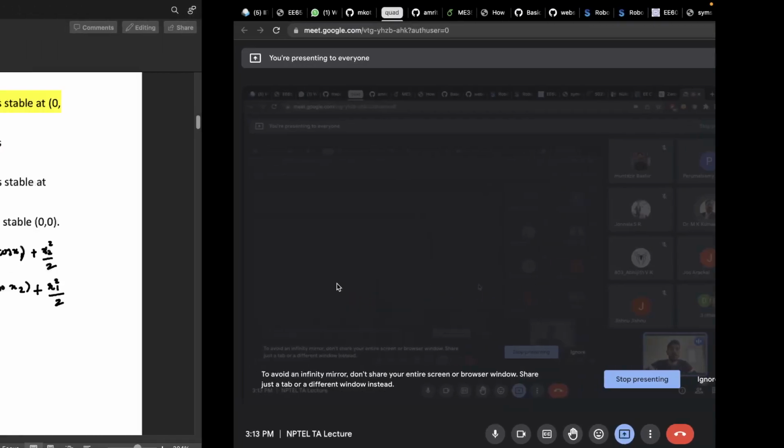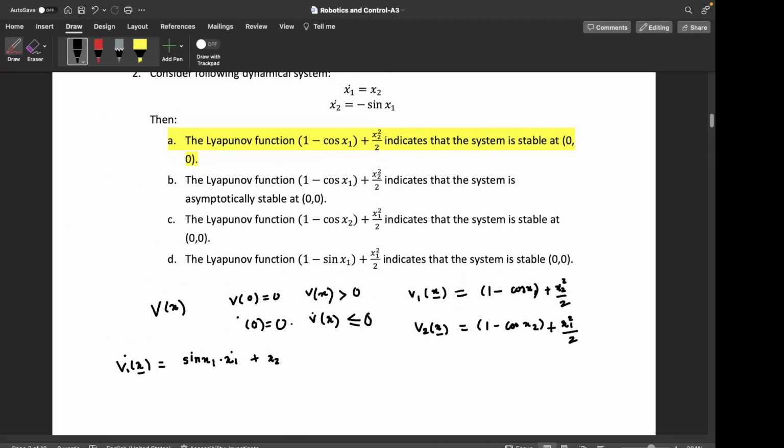Yeah, are you able to see the screen now? It should be question 2.